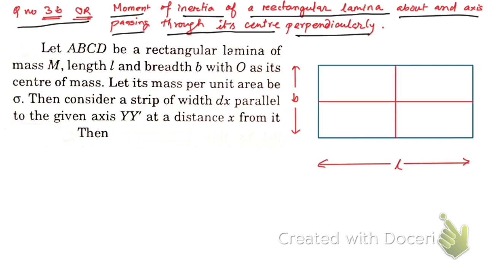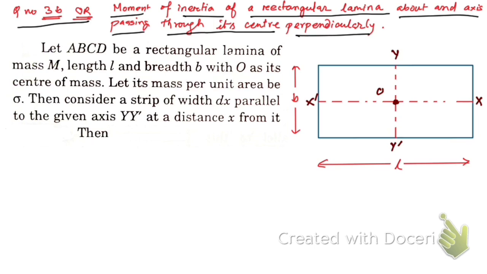So here you see this axis, drawn by a dotted line. Here you see this is the center of this lamina, let it be O, and let me consider this is x dash, and this is y dash.